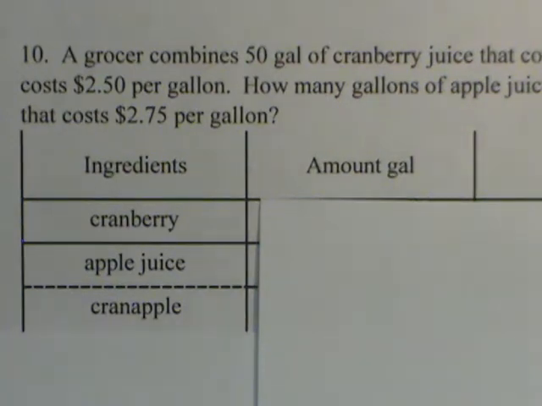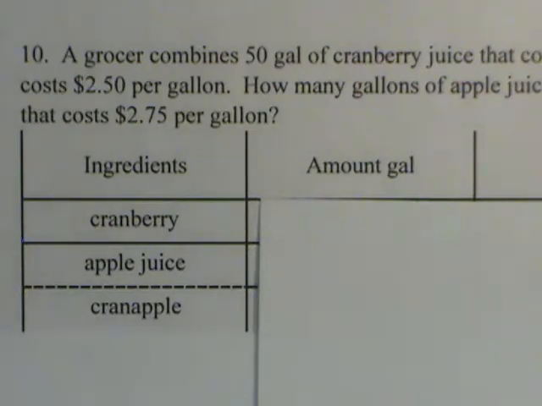Number 10 from our example of word problems. This is a mixture problem. It says that a grocer combines 50 gallons of cranberry juice that costs $3.50 per gallon with apple juice that costs $2.50 per gallon. How many gallons of apple juice must be used to make a cran-apple juice that costs $2.75 per gallon?